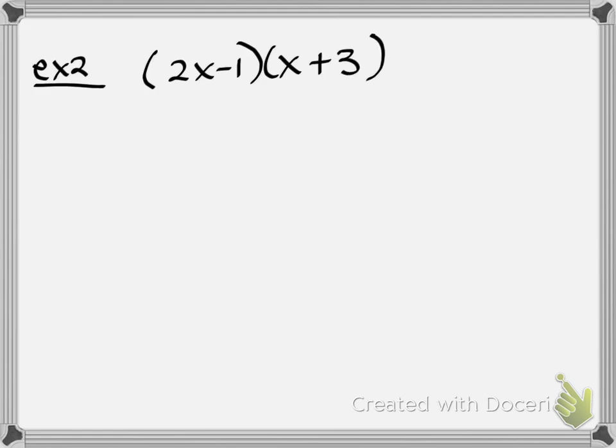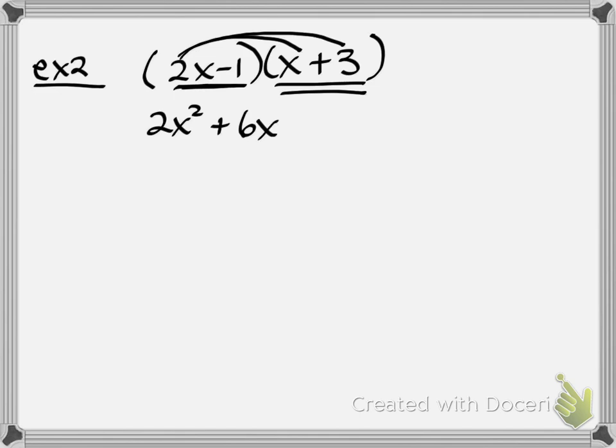Example 2. We're going to do 2x minus 1 times x plus 3. And I'm not going to FOIL, I'm just going to distribute this binomial times all of that binomial. So 2x times x is 2x to the second. 2x times 3 is plus 6x. And then I'm done with the 2x, so we'll multiply the negative 1 times the x, and negative 1 times 3. And then we'll combine like terms.